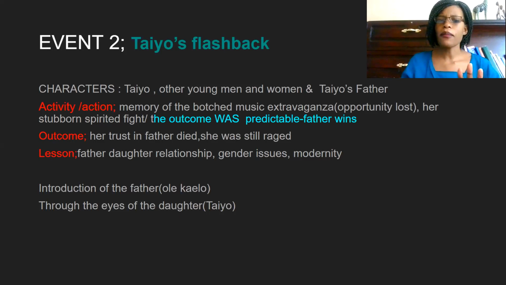So what is the outcome of this? Still, the author is trying to show us that her trust in the father is lost. The issue of father-daughter relationship, family relation, comes out so clearly. The issue on gender still comes out. Modernization comes out. So in this one episode of introduction of the father, Ole Kaelo, through the eyes of the daughter, Taiyo, we get to learn more. We try to unpack a lot. And in unpacking this, we get to learn the things that the author is trying to bring out for us.